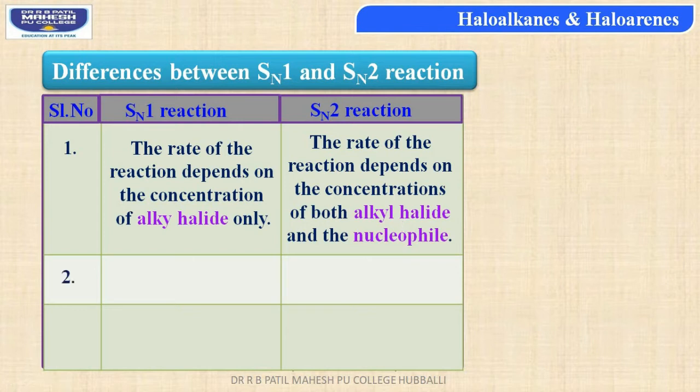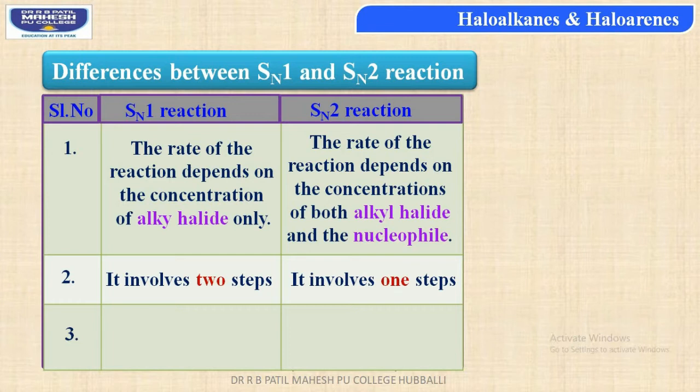Second difference, it involves a two-step reaction. SN1 reaction, students, as it has been explained to you, the first step is the formation of carbocation, whereas the second step is the attack of nucleophile on the carbocation. Thus, it includes a two-step reaction, whereas SN2 reaction is only a single-step reaction, students.